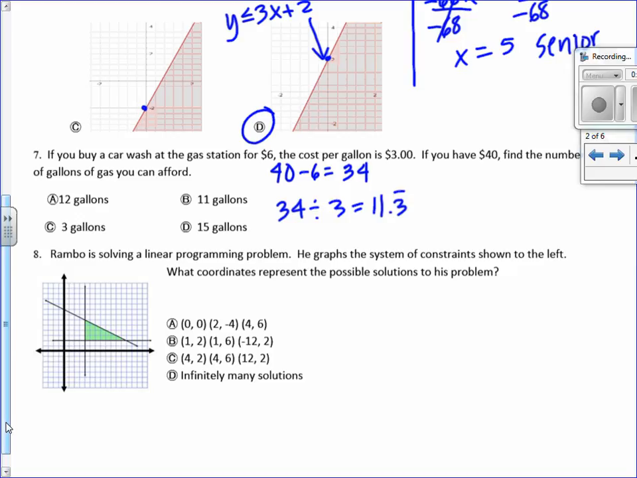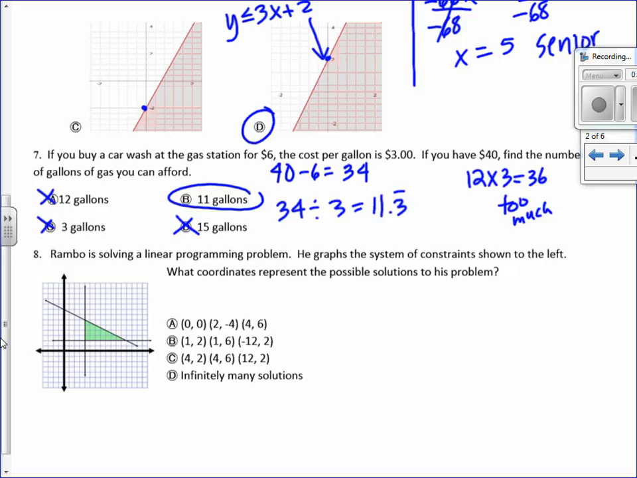Well, so what would that be? I cannot buy 12 gallons. I don't have enough. 12 gallons would cost more than that, okay? It would cost $36. I only have $34. So I certainly can't buy 15. I can buy more than 3, but 11 is the closest answer. That is the one. The reason it's not 12 is because 12 gallons would cost $36. That's too much. You don't have enough money for that.